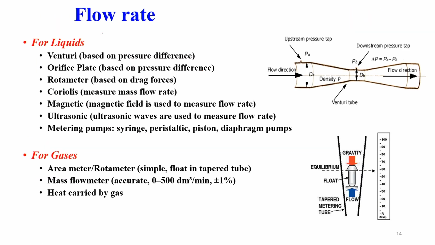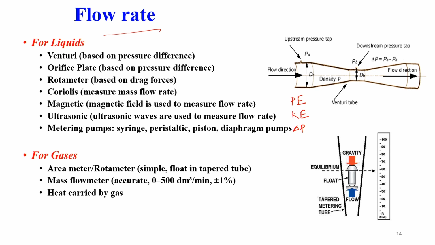The next parameter we are going to discuss is the flow rate. In the case of flow rate, we have both liquid and gas. For flow rate, the most common approach is the Bernoulli principle. This is the Venturi tube. It works on the principle of energy balance. There is potential energy, kinetic energy and pressure energy, delta P.